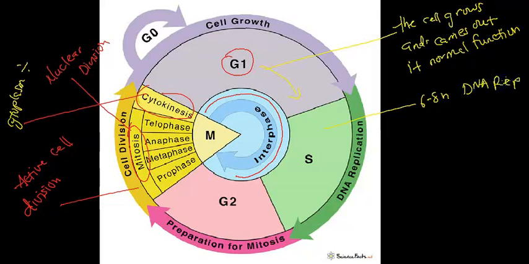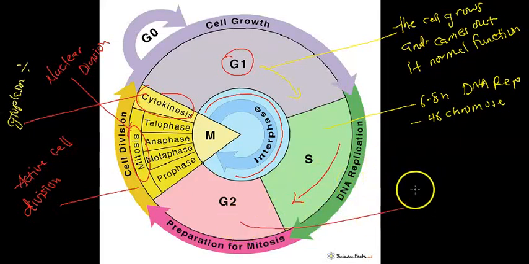They replicate and end up becoming 46 chromosomes. In this case, the cell will continue to grow and prepare for the next division, because from the S phase, it's also going to continue moving until it reaches the G2. So in this G2, which is here, how long does it take? It takes 4 to 6 hours.